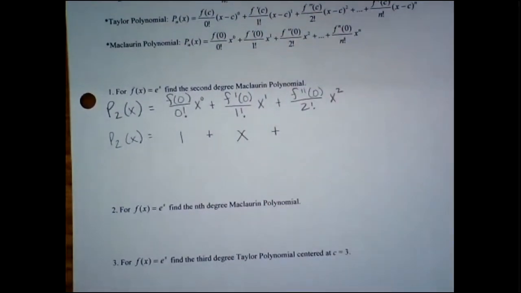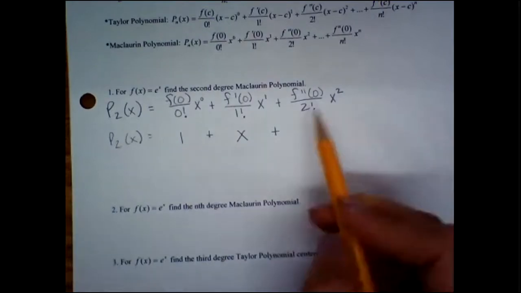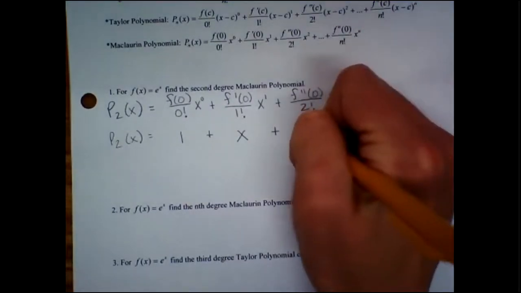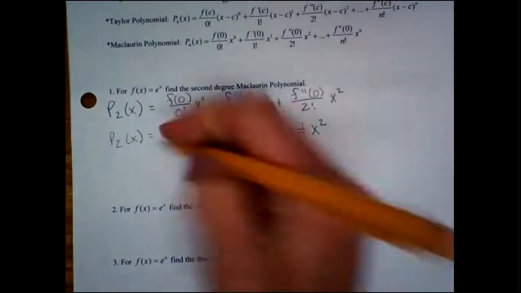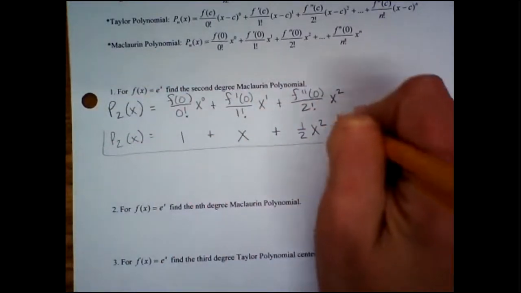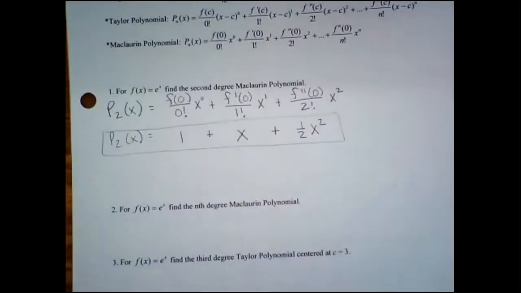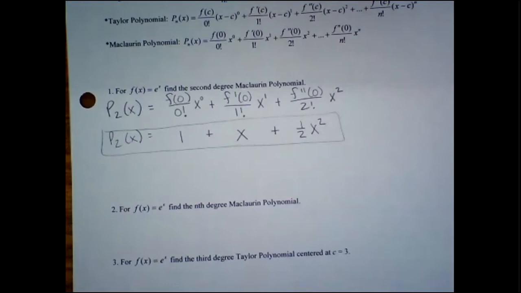Plus, second derivative is e to the x. E to the 0, 1, over 2 factorial, that would be 2, so 1/2 x squared, and that is your polynomial. That's your second degree polynomial. Again, what we're going to look at later is an infinite number of terms, because then that would become the function itself if you take it out infinitely.